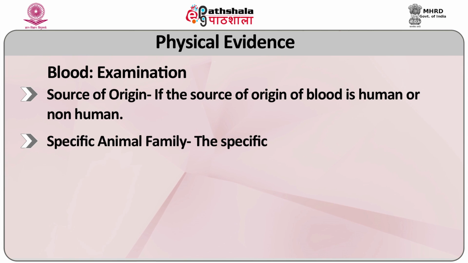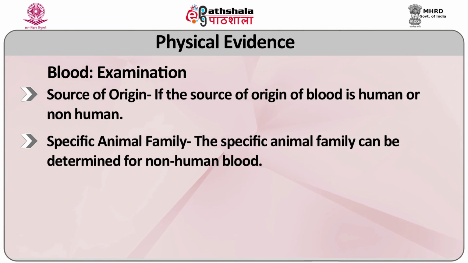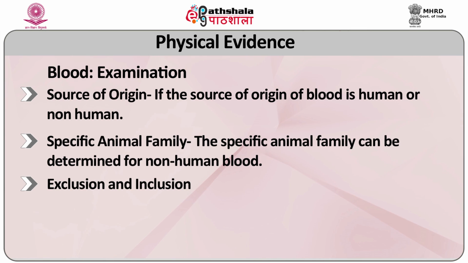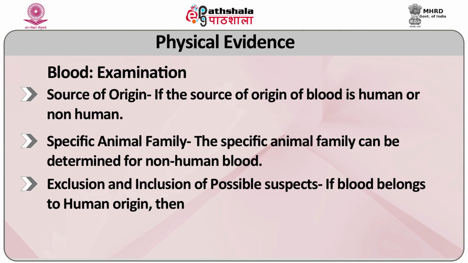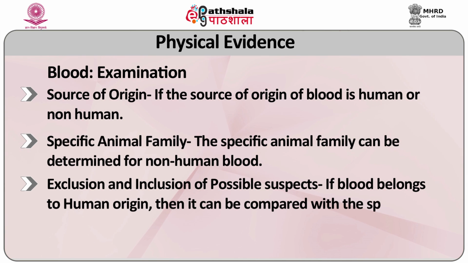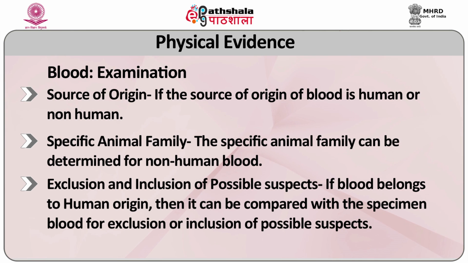Animal family. The specific animal family can be determined for non-human blood. Exclusion and inclusion of possible suspects. If blood belongs to human origin, then it can be compared with the specimen blood for exclusion or inclusion of the possible suspects.